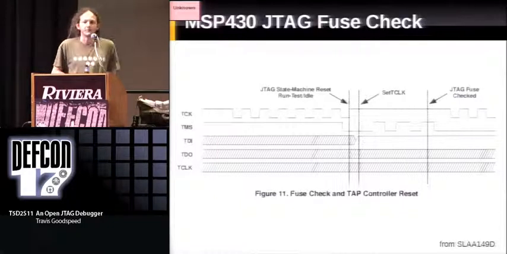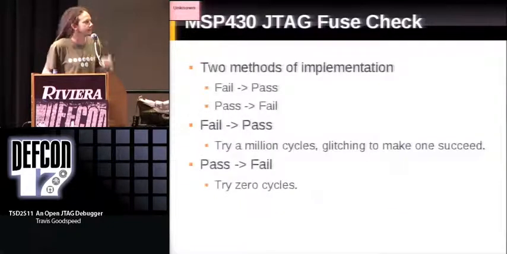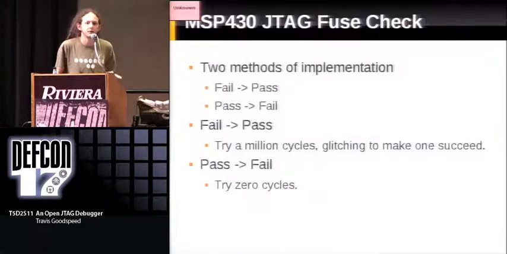So there are 2 ways of implementing this. You can either have it default to failing the fuse check and then transition into passing once it succeeds, such that if any of the pulses say that you're allowed through, you become allowed through. Or you can begin in a pass state and then fall into a failure state, such that if you try it 0 times, you automatically fall through.